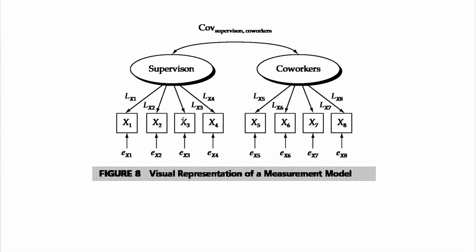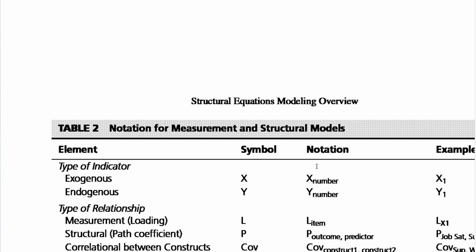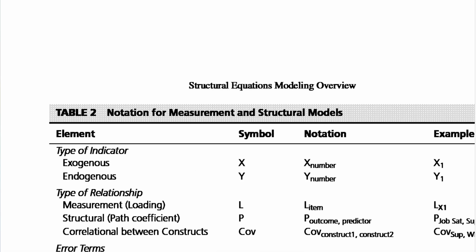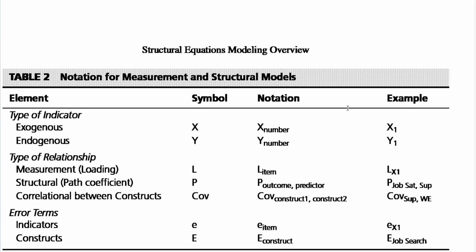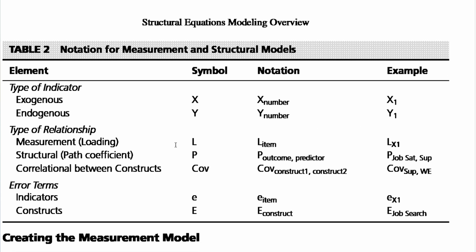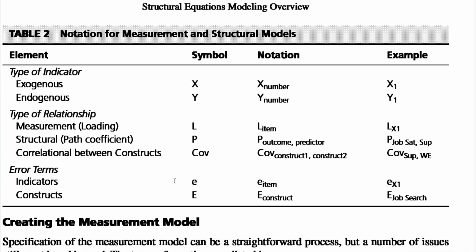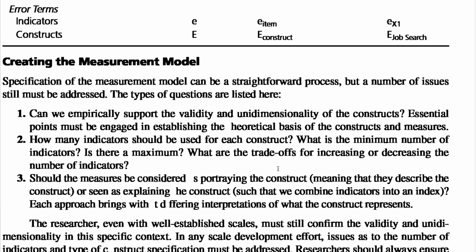This is the covariance, supervision, and co-occurrence. This is the variables x1, x2, x3 and x4. Here is x5, x6, x7, x8. This is the visual representation of the measurement model. This is the notation of the measurement and structural models. Here is the element, symbol, notation and example. Type of indicator, exogenous, endogenous, Y numbers, and type of relationship, measurement loading, structural path coefficient, correlation between constructs, error terms, indicator, construct. Let's talk about creating the measurement model.